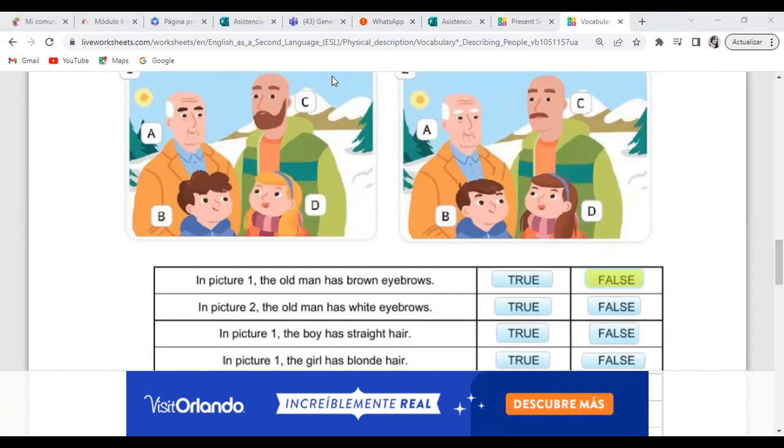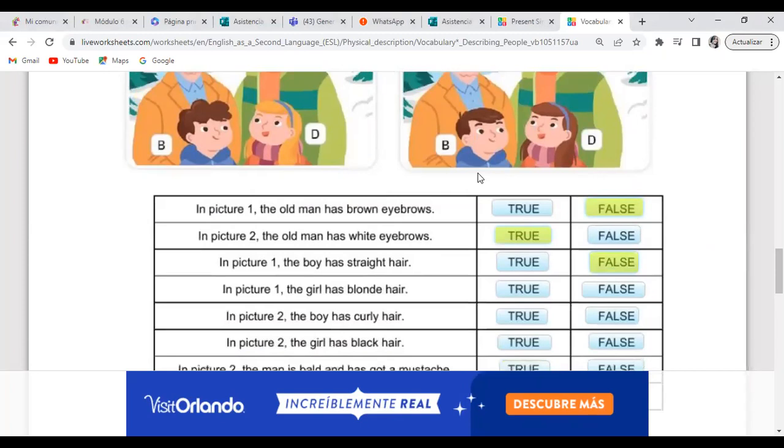It's false. Yes, totally agree with you. Next question. In picture 1, the girl has blonde hair. True or false? The girl has blonde hair. Is it true or false? It's true.